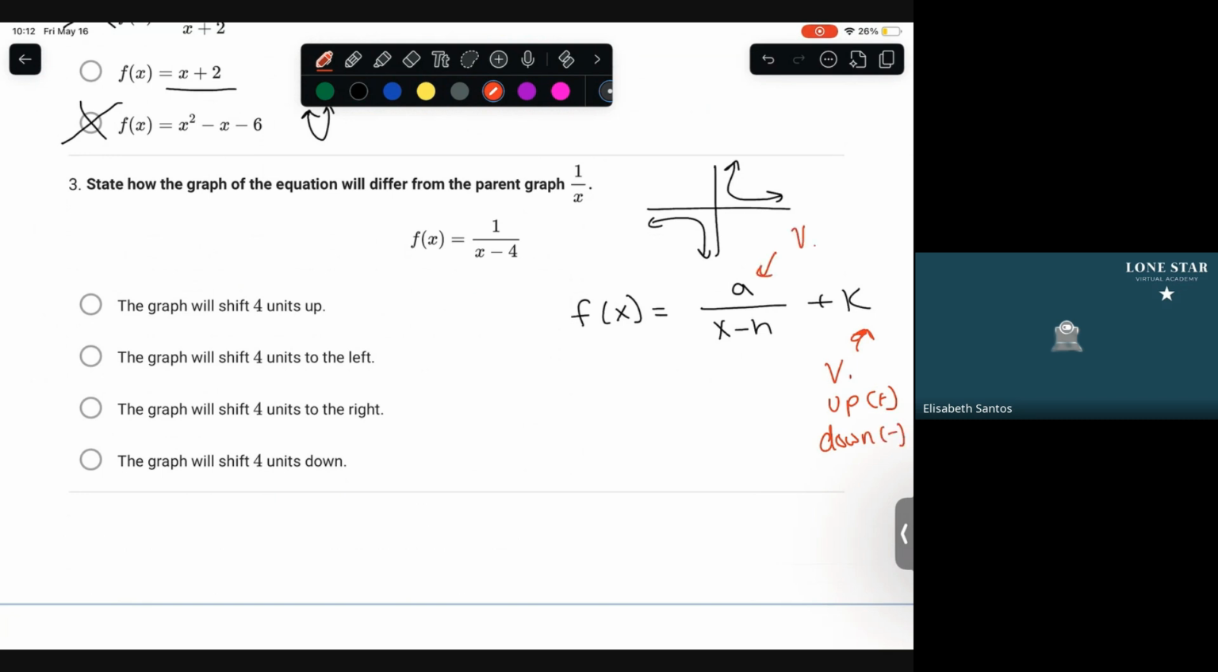A is also a vertical transformation, and then h is a horizontal transformation where you're either going to go left if you see plus or you're going to go right if you see minus. And so you see that we have a negative 4 there. So that is the h. So it's a horizontal shift. It's minus, so it's going right 4. So that would be this one.